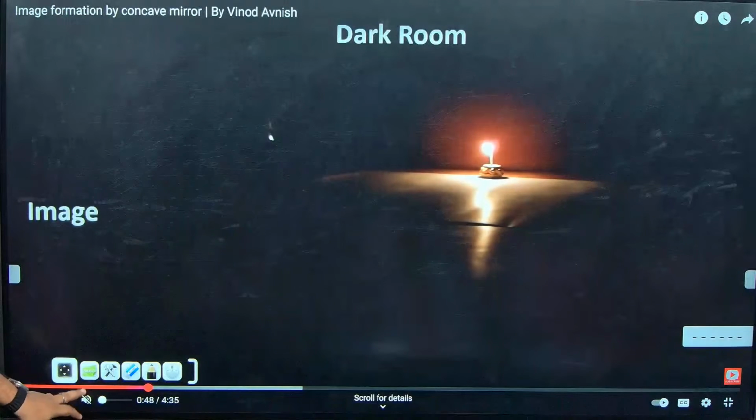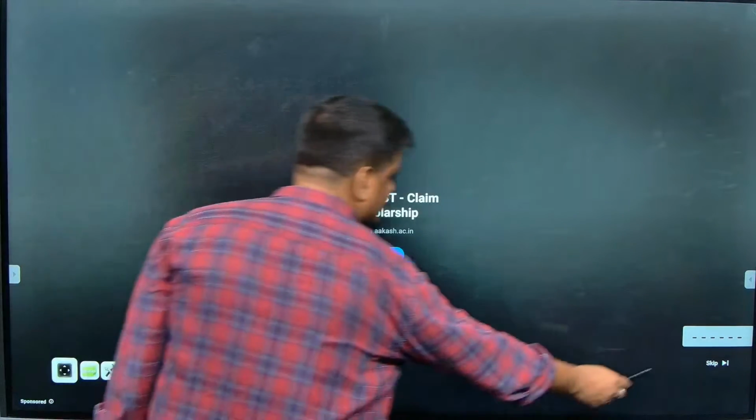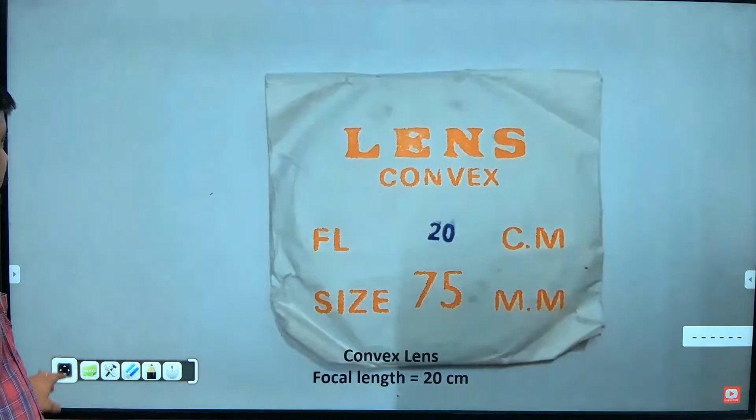But see, for getting the image, what we need is a screen. Are you able to see? What is that here? Oh, sorry. Some other video went.